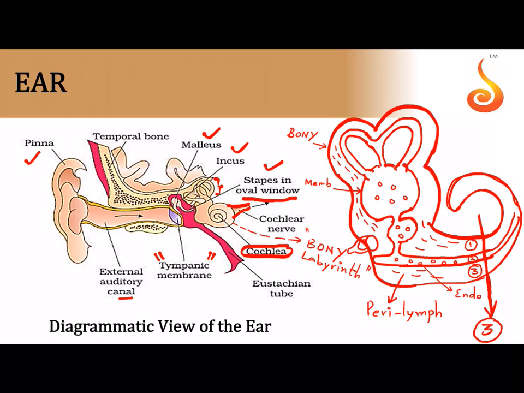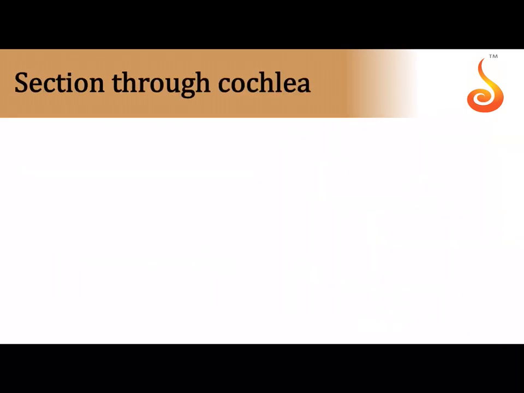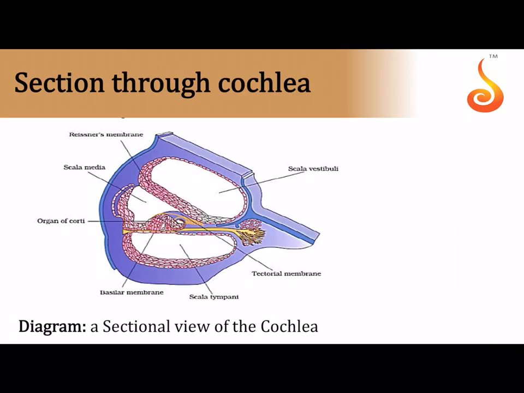Now can you tell me which is the canal which has bony and membranous both in it? The upper canal has bone above and membrane below. The middle canal has bone on both sides. The lower canal has membrane above, bone below. So remember, there are 3 canals which are passing through, and if you take a section, you can see that section like this. So I told you the cochlea has 3 canals.